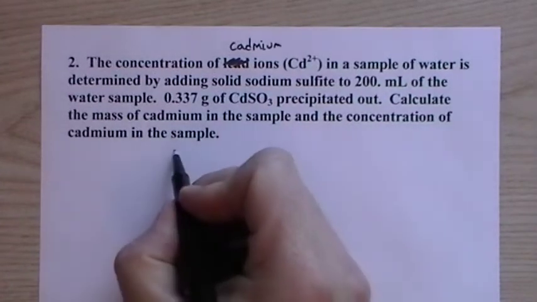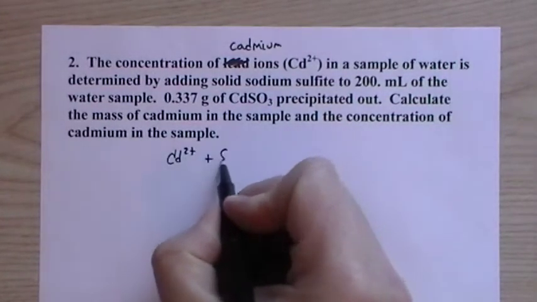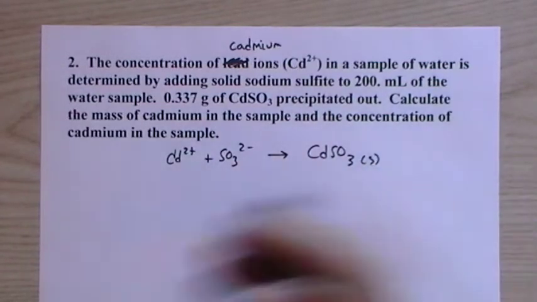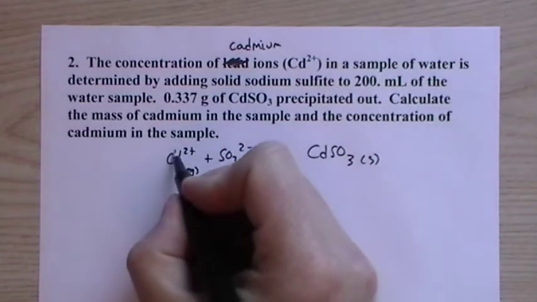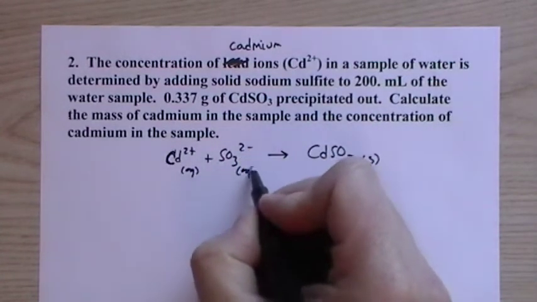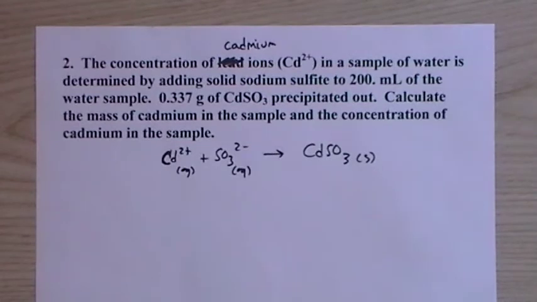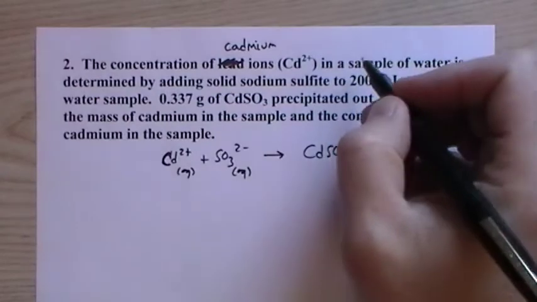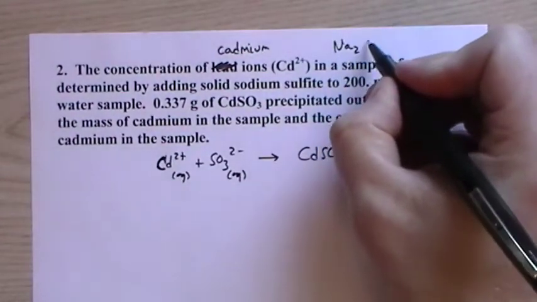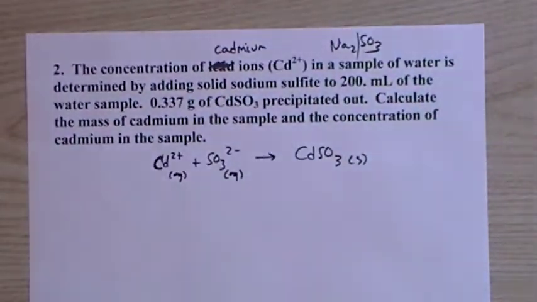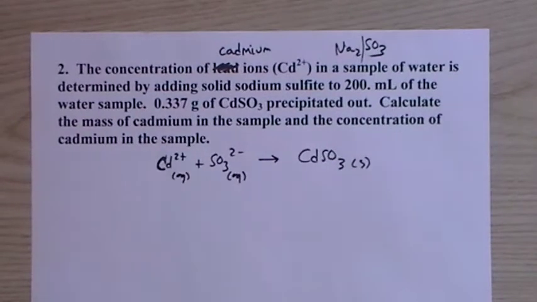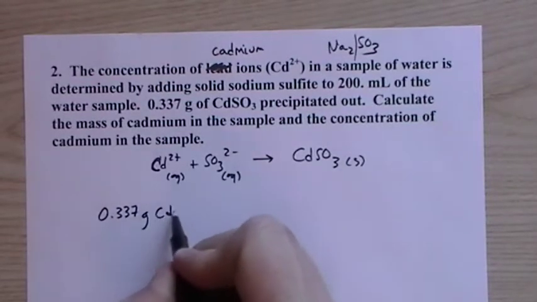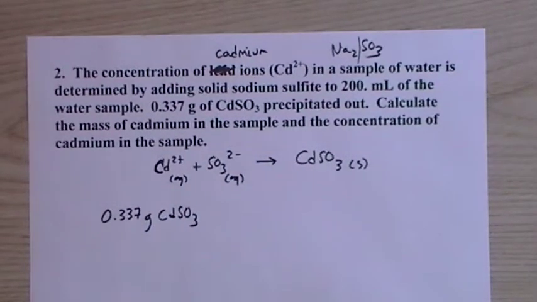But what happens is we have the cadmium ion plus the sulfite ion react to form cadmium sulfite, which falls out of solution. So we have the cadmium that's already in solution. It's just sitting there. We add in sodium sulfite, Na2SO3. The sodium does nothing. The sulfite ion reacts with the cadmium, falls out of solution, and we have 0.337 grams of cadmium sulfite. So we see, again, a precipitate.